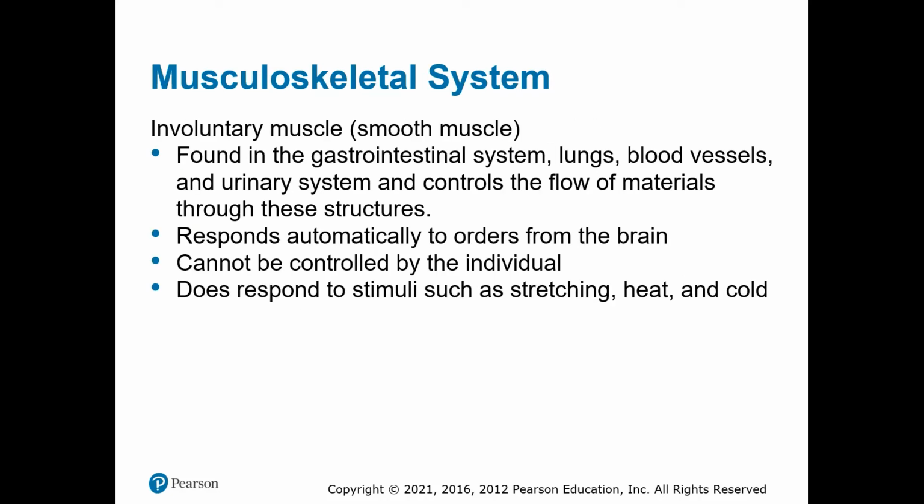Involuntary muscle is smooth muscle. It is found in the gastrointestinal system, the lungs, blood vessels, and urinary system, and controls the flow of materials through these structures. It responds automatically to orders from the brain. They cannot be controlled by the individual, and it does respond to stimuli such as stretching, heat, and cold. I can't make my body stop moving things through my GI tract. If I eat, it happens. I can't stop it.